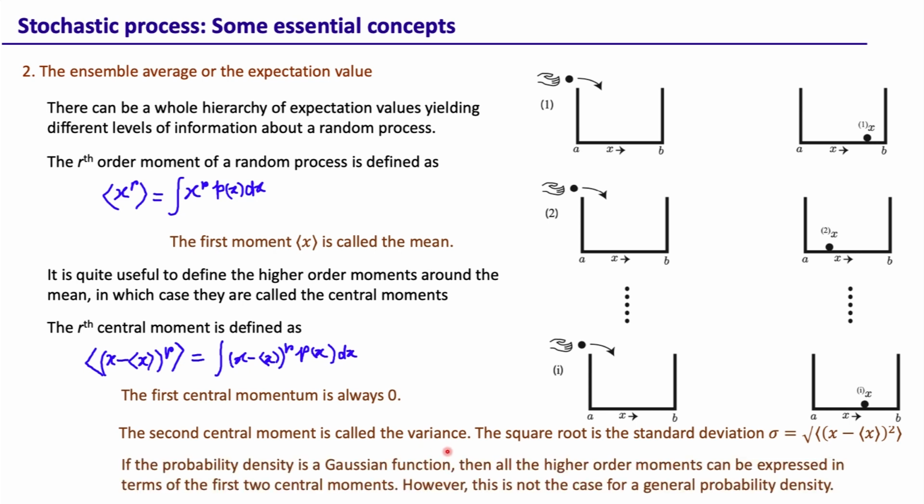Also, one fact without proving it: if the probability density p(x) is a Gaussian function, then it turns out all the higher order moments can be expressed in terms of the first two central moments. However, this is of course not the case for a general probability density, but this is a very special property of the Gaussian function. So this we just keep in mind.